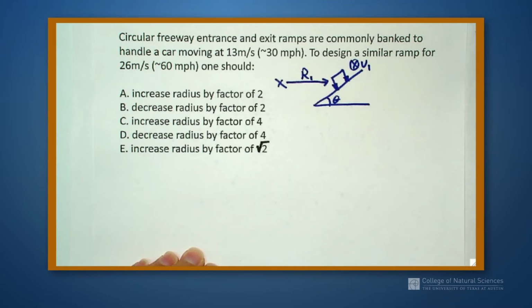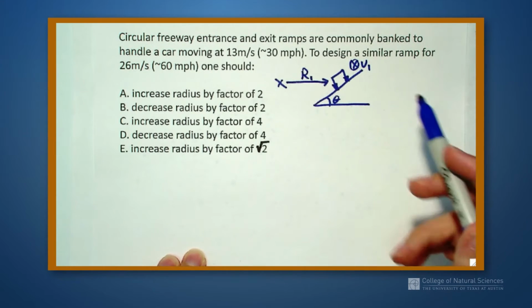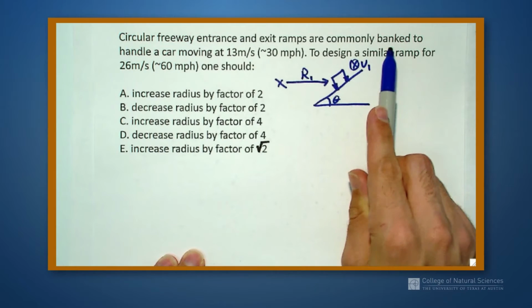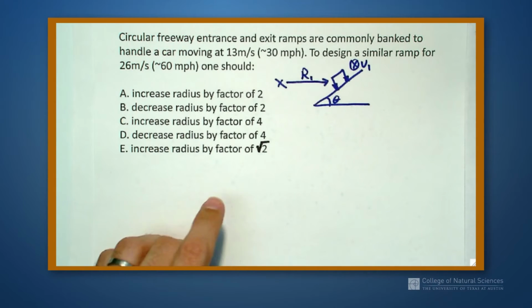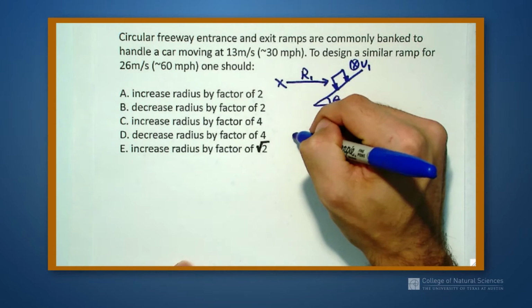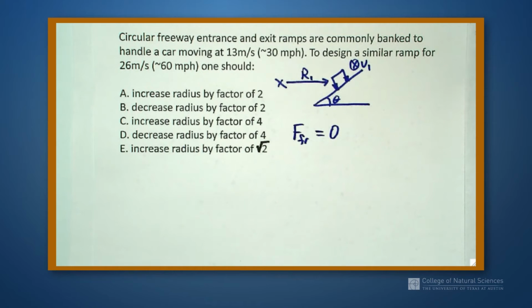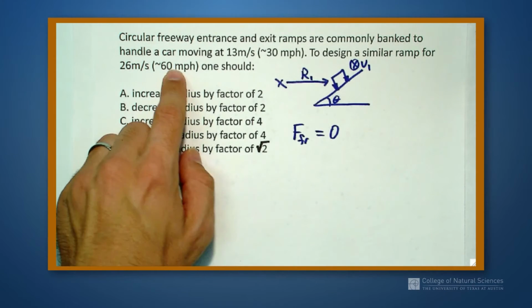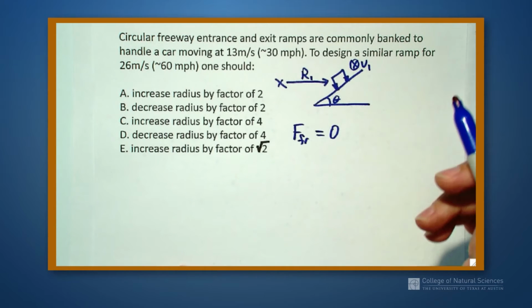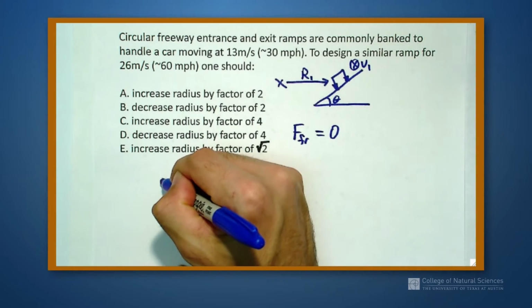Well, in order for me to solve this, I need to figure out what are my forces that cause me to do centripetal acceleration. And it says that the ramp is designed to handle cars moving at that speed, which is a way of saying that the friction force is equal to 0. We don't want to use friction because if the roads are icy or wet, then we might slide. So we want this banked curve to naturally let us do a 30-mile-an-hour spin or a 60-mile-an-hour, depending on which one we're designing.